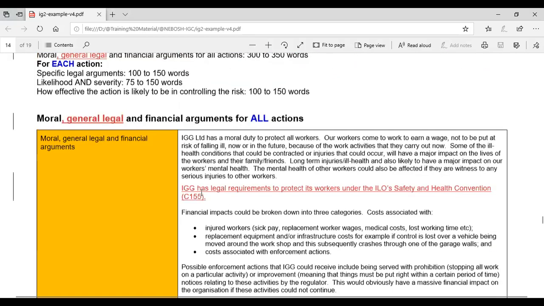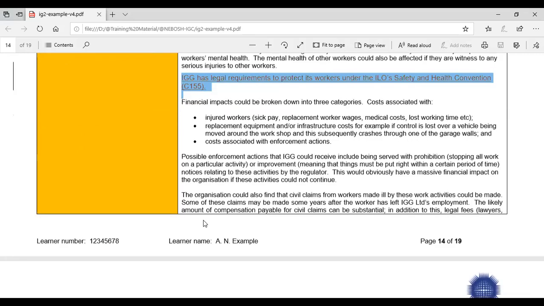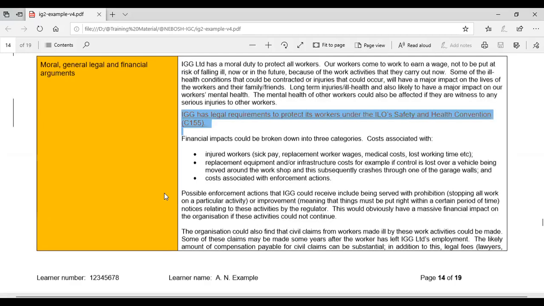Like in this portion, they gave a reference that they have legal requirements to protect its workers under ILO C155, clear responsibilities. So here you require research. That is why I shared with you the register already shared in Excel, in WhatsApp, and that would be helpful. Even some other links, inshallah. And these portions require the reference. You can't write simple stories without reference.